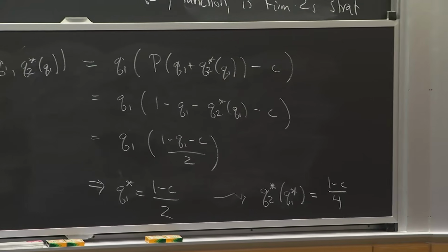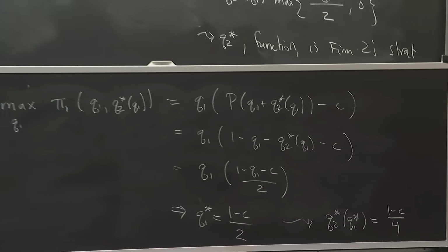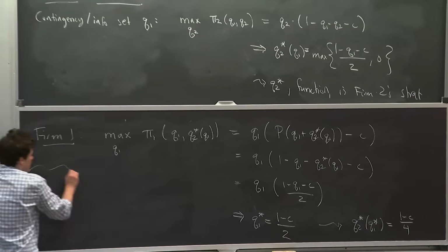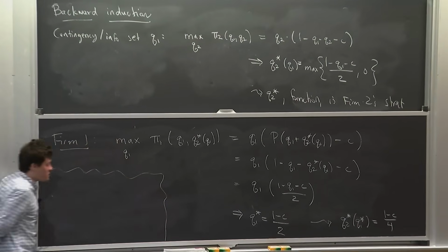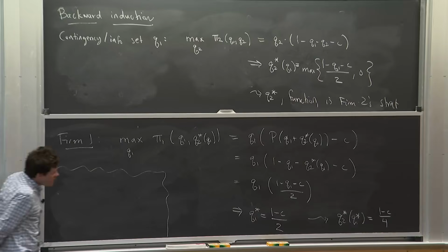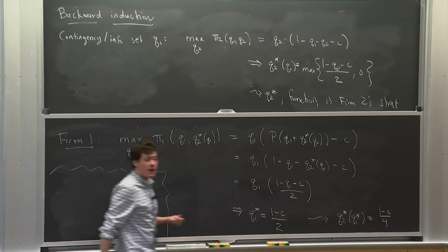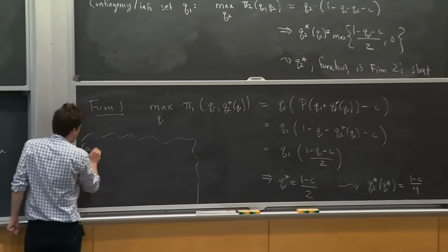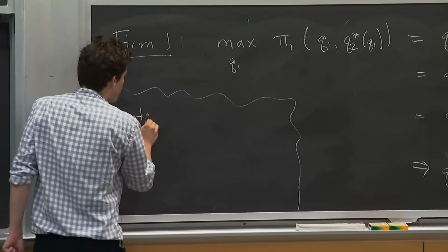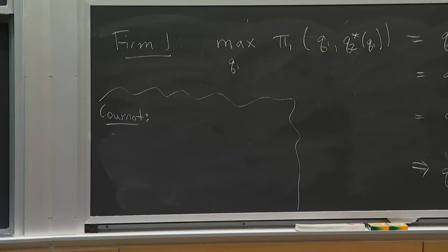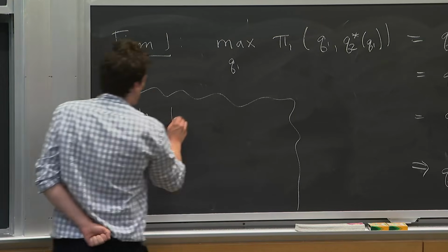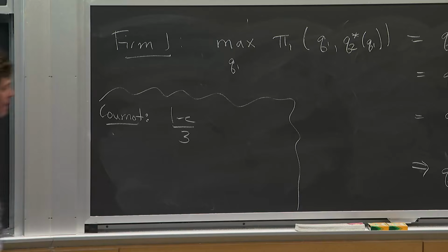OK? So now we've analyzed the game mathematically. Let's ask some econ questions about it. And in particular, we've looked at how much each firm produces in the equilibrium. Does anyone recall if we did Cournot with two firms, how much each firm produced? Remember? We had the same demand function, the same costs? No? I'll just say it's 1 minus c over 3. Okay?